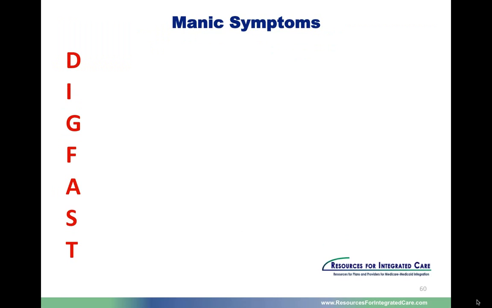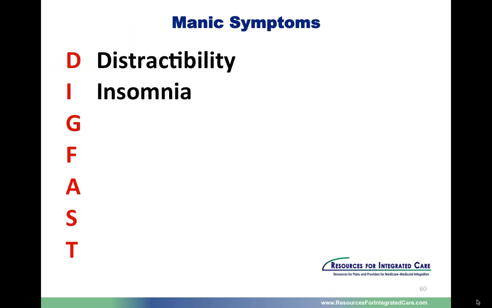The abbreviation is DIG FAST. Dig fast. And what it stands for is, the D is for distractibility, so the person is very easily distracted. There's insomnia, so basically they can be up for 2 or 3 days in a row, they're not sleeping at all, and they are not tired. G is for grandiosity. Everything is overinflated and over the top in terms of their abilities and who they are and whether they're famous or rich or powerful.